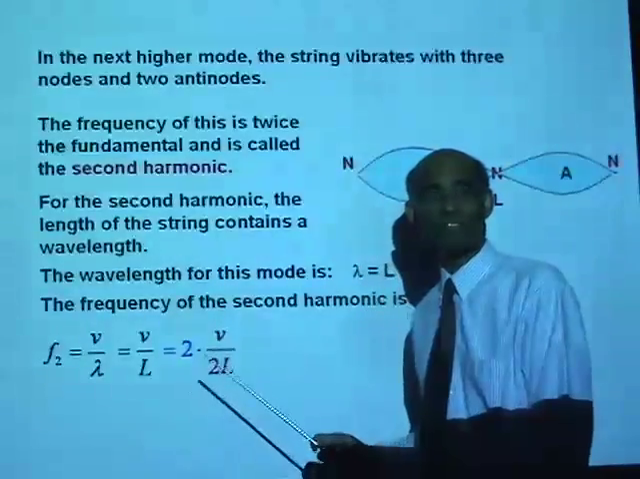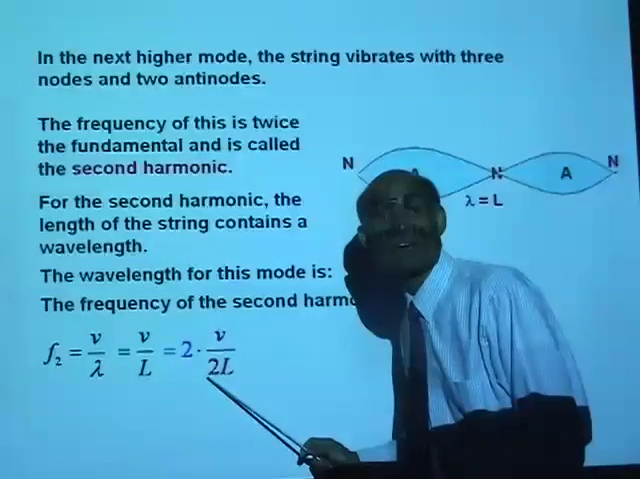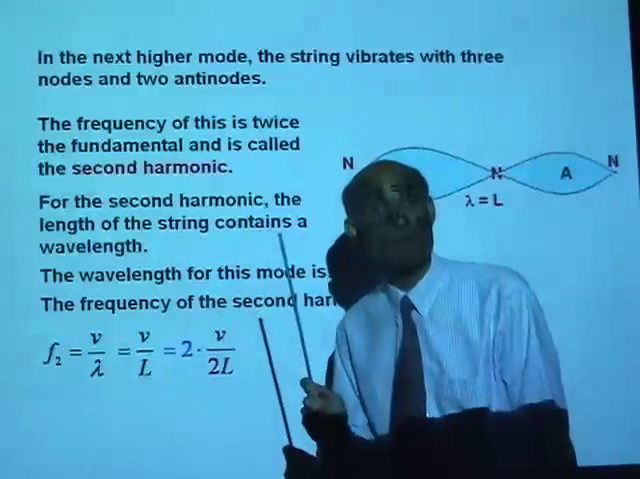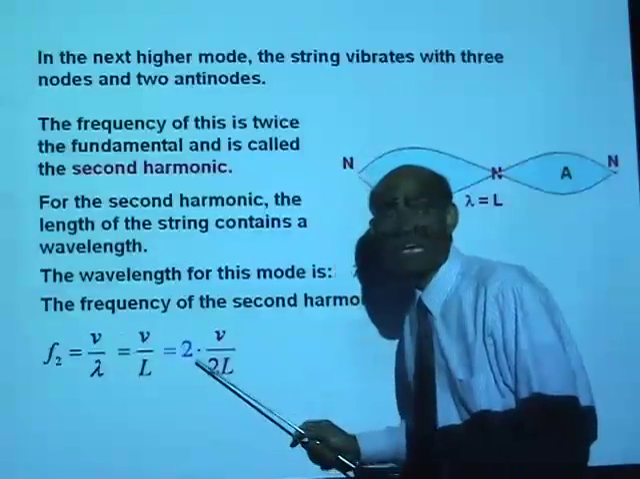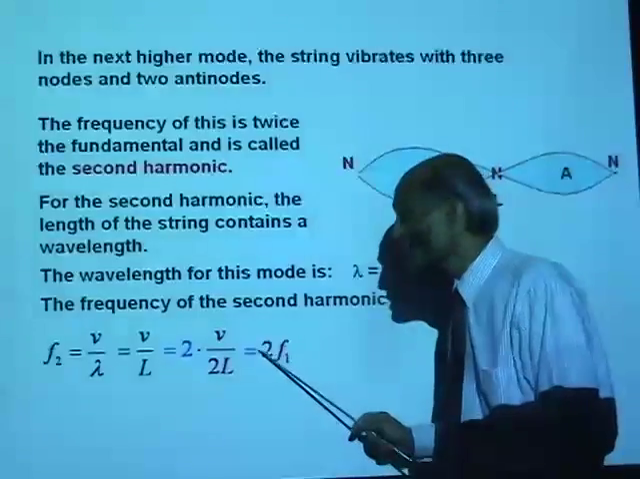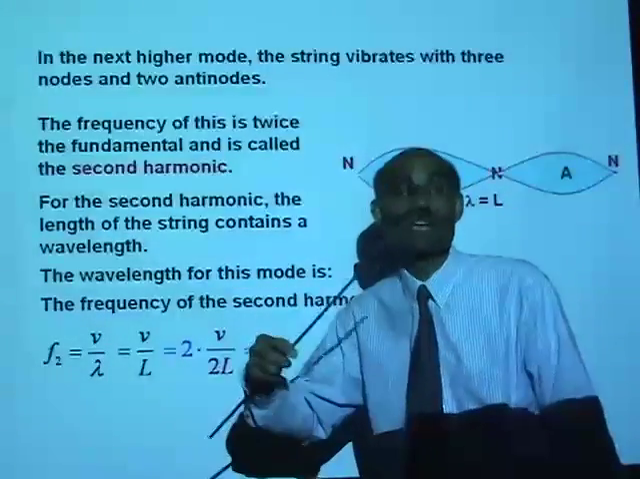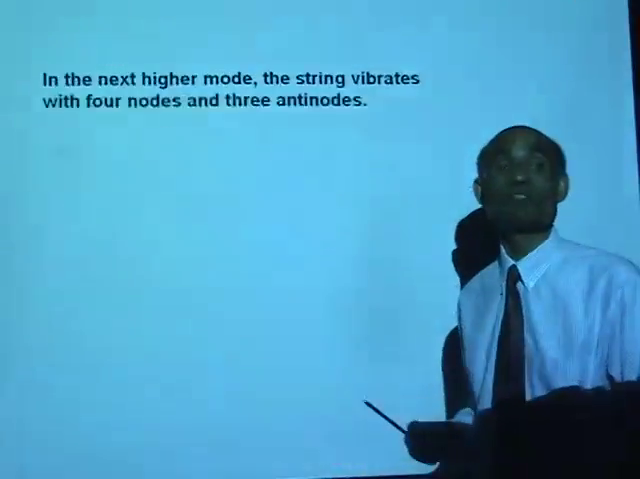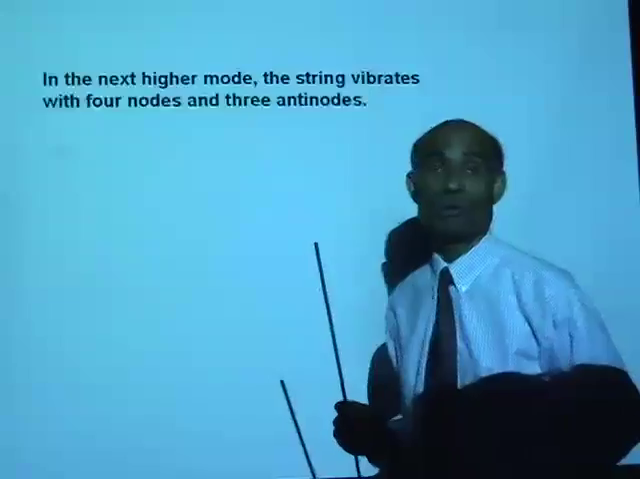Why did I write like this? Because V over 2L, if you remember, is the frequency of the fundamental. So the frequency of the second harmonic is 2 times the frequency of the fundamental. It is 2 times F1. The second harmonic is twice the fundamental. Now what is the next higher mode?